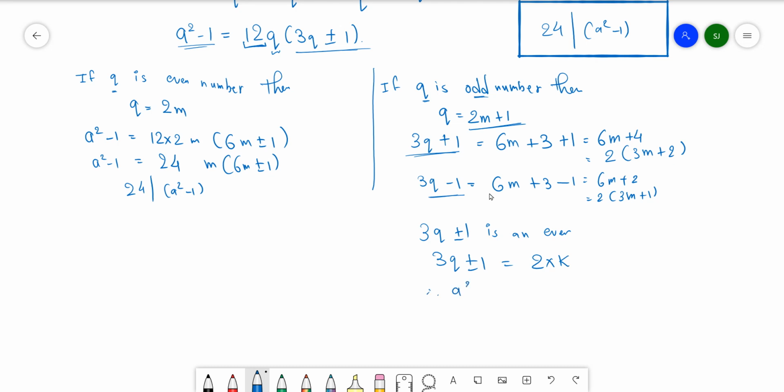Therefore, I can write my a square minus 1 is 12q. I am writing q as it is because I am not worried about it. But I know my 3q plus or minus 1 can be written as 2 times k. So ultimately I am getting 24 times qk. Correct. What I just wanted to conclude is that 24 divides a square minus 1, which is enough. Right? So in all the possible cases, we were able to show that a square minus 1 is divisible by 24 based on the given condition.